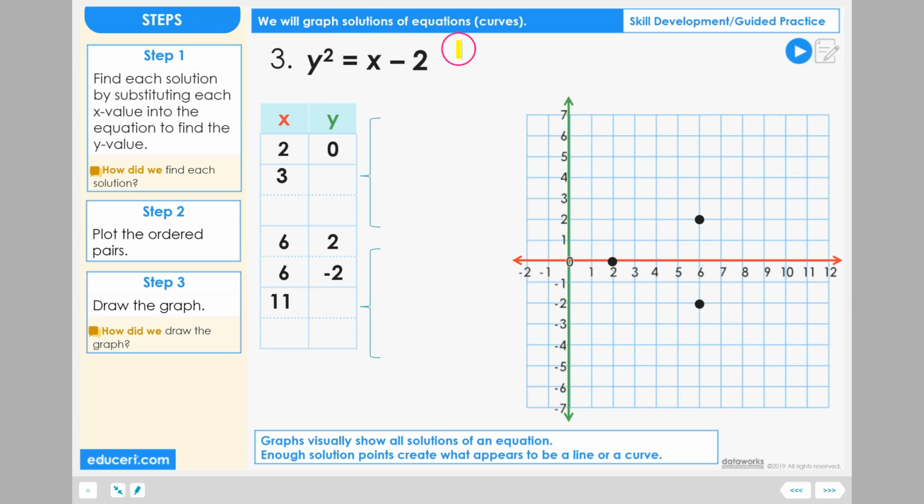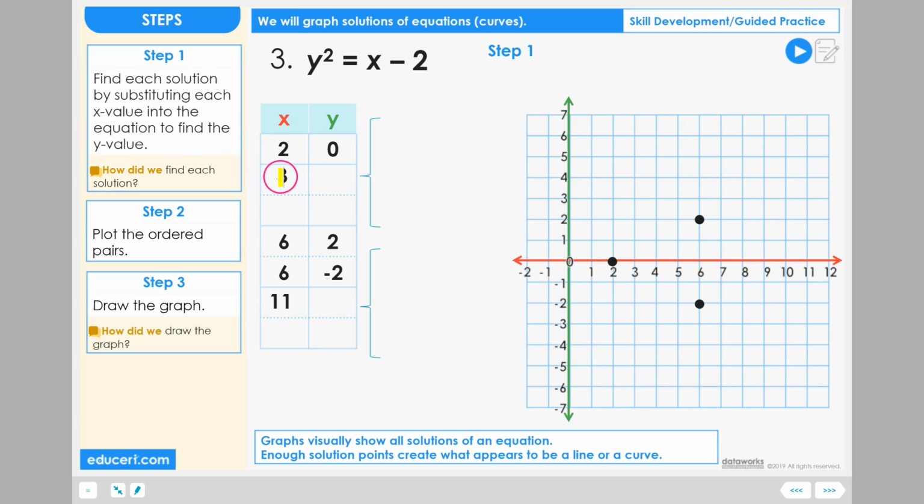Let's graph solutions of equations that form curves. Problem number 3. Y squared equals x minus 2. We have a couple of points that have already been included in the table and drawn on the graph. Step 1. Find each solution by substituting each x value into the equation to find the y value.